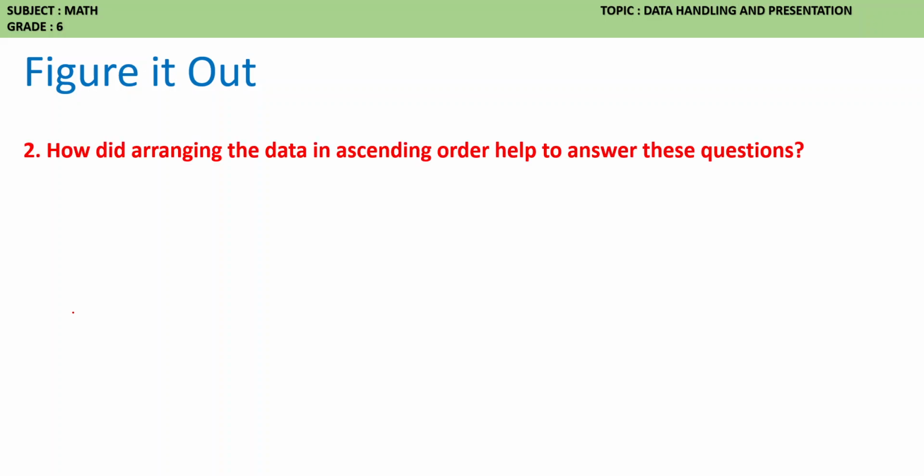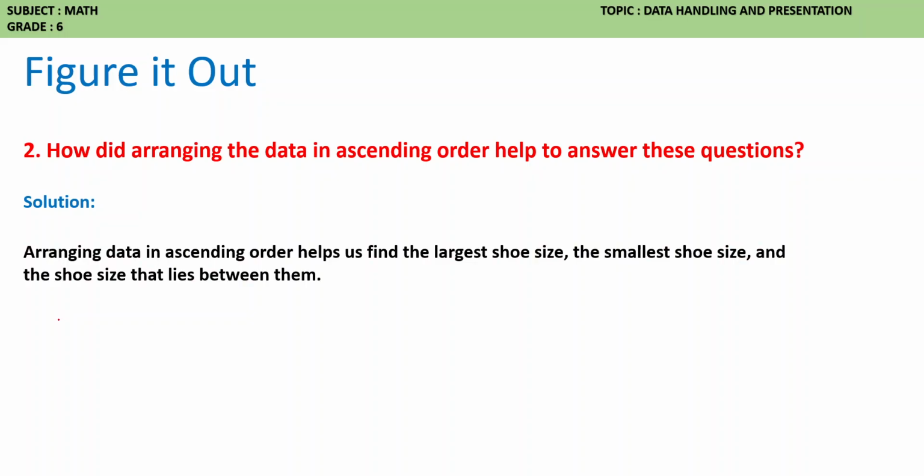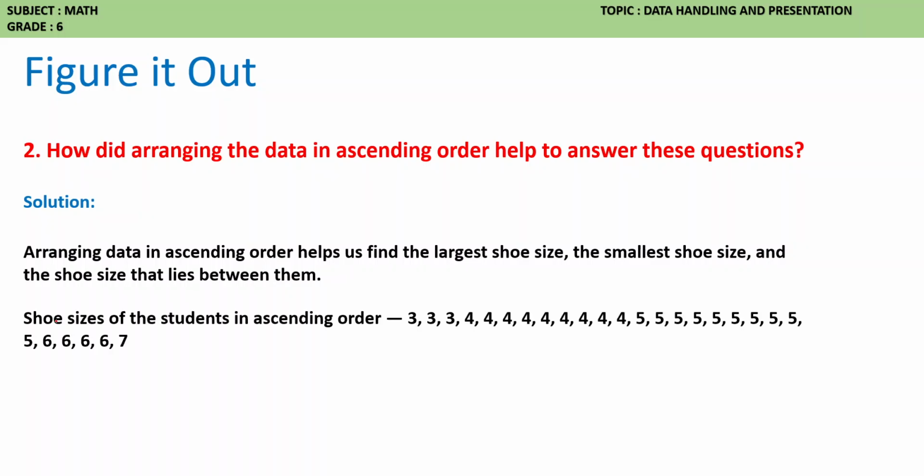Let us see question number 2. How did arranging the data in ascending order help to answer these questions? Arranging data in ascending order helps us find the largest shoe size and the smallest shoe size and the shoe sizes that lie between them. If they ask the smallest shoe size, then it is 3, the largest shoe size is 7, and the ones in between we can also find out.